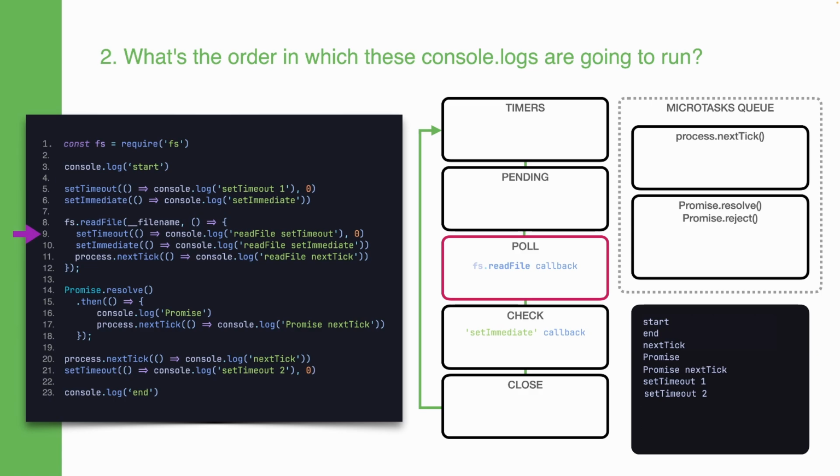Neither line is executed directly though, so the callbacks are registered in queues for respective phases. Set timeout registers callback in the timers phase, set immediate in the check phase, and next tick in the next tick micro queue. No more IO events. Now, we are presented with a very interesting situation.